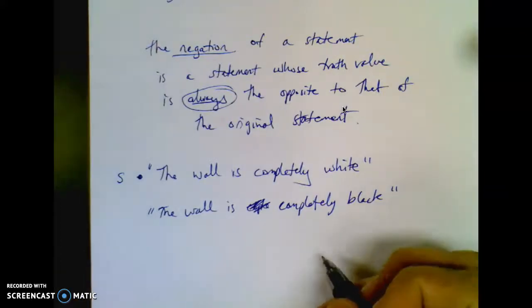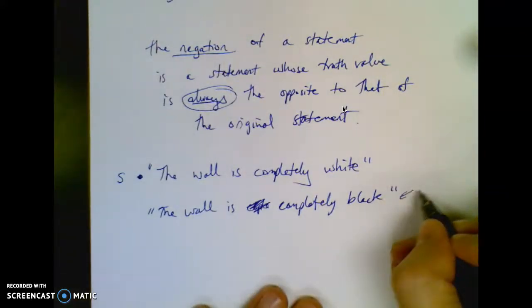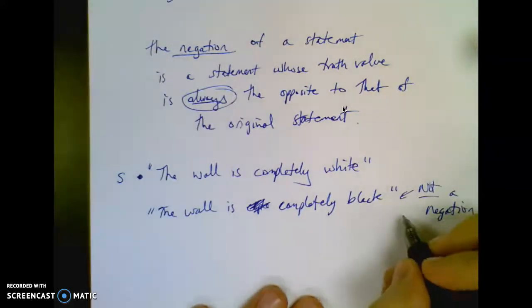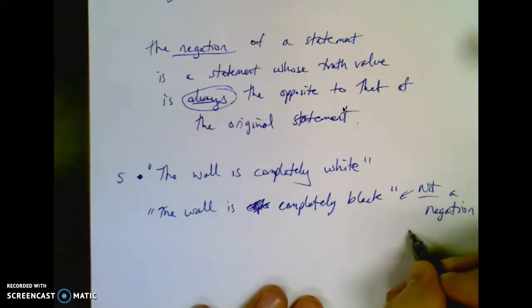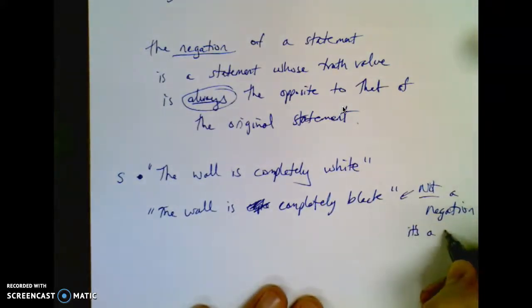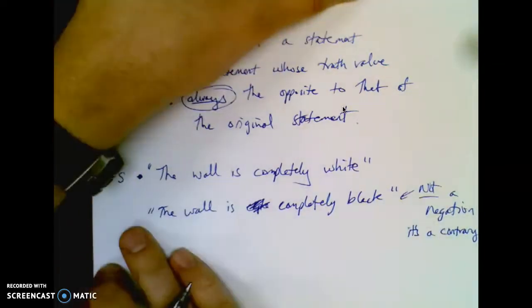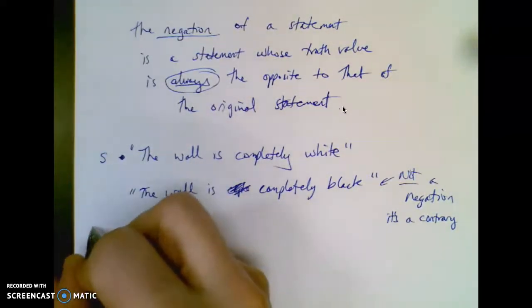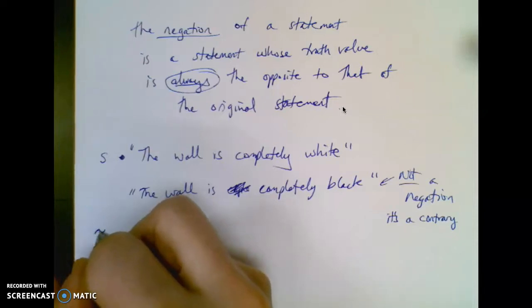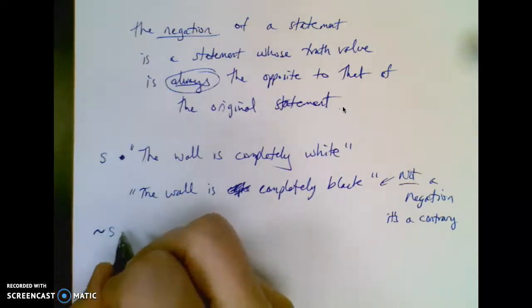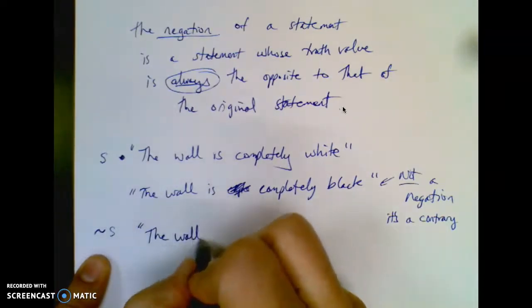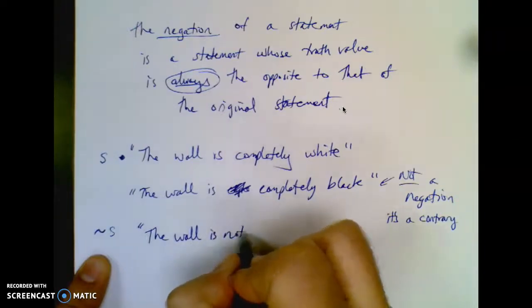This statement is actually called, it's not a negation. It's actually called a contrary. I don't think you really need to memorize that, but it's just saying something with one part of it as an opposite meaning. So what is a negation of S? Well, a negation of S, first of all, if you want to know the symbol for it, you do the little tilde, the squiggly line. This means the negation of S. That would be "The wall is not completely white."